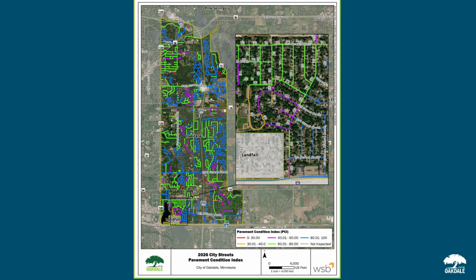This is a map of the city of Oakdale showing the pavement conditions throughout the community. The good and the average streets are generally reflected in blue and green colors, and the streets that are in poorer condition are in the red, orange, and yellow colors. And as you look around the community, you can see neighborhoods where we do have areas with poor pavement conditions.